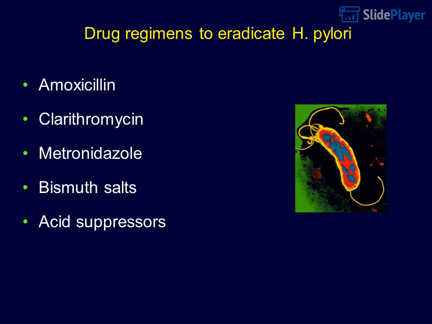Proton pump inhibitors promote eradication of H. pylori through several mechanisms: direct antimicrobial properties, minor, and, by raising intragastric pH, lowering the minimal inhibitory concentrations of antibiotics against H. pylori. The best treatment regimen consists of a 10 to 14-day regimen of triple therapy: a proton pump inhibitor twice daily, clarithromycin 500 mg twice daily, and amoxicillin 1 gram twice daily.